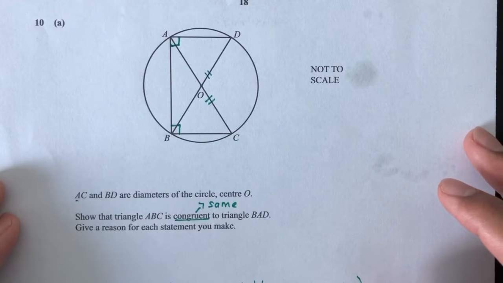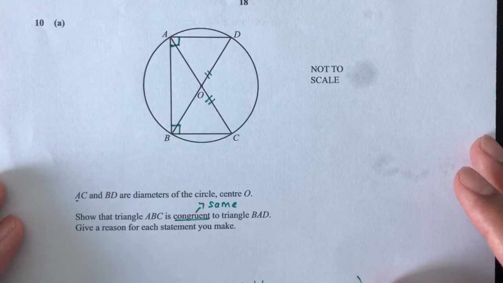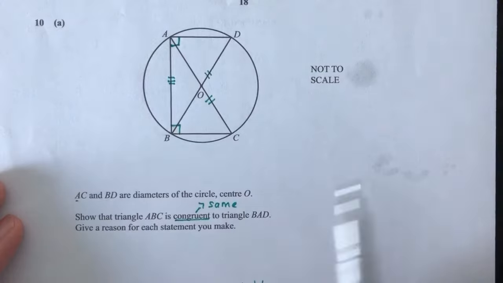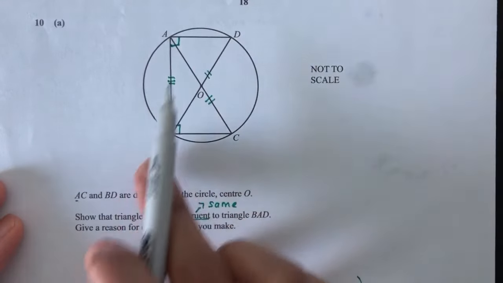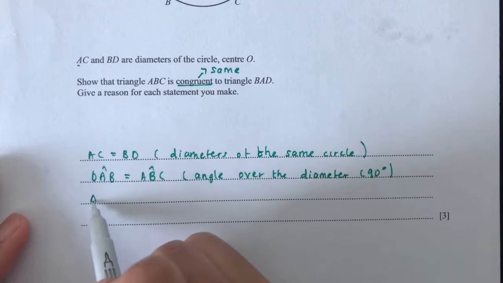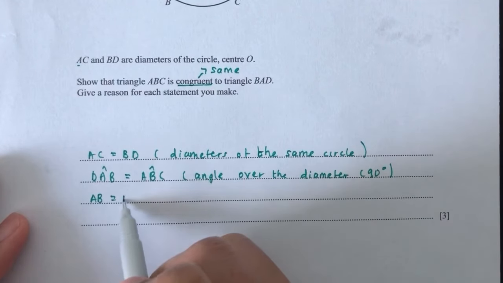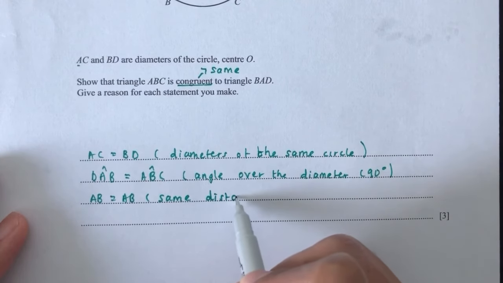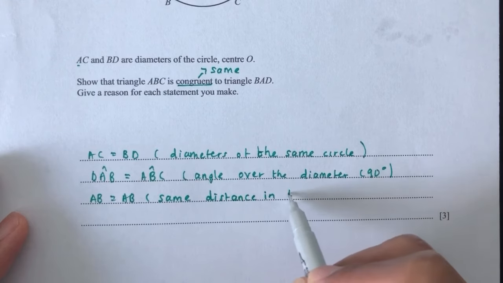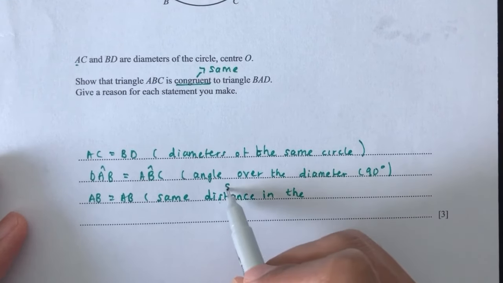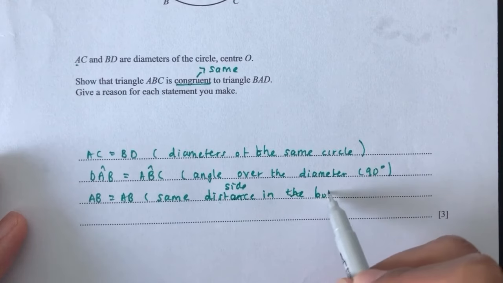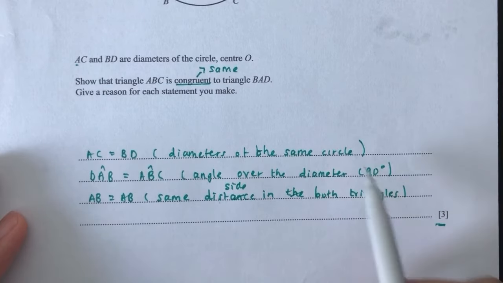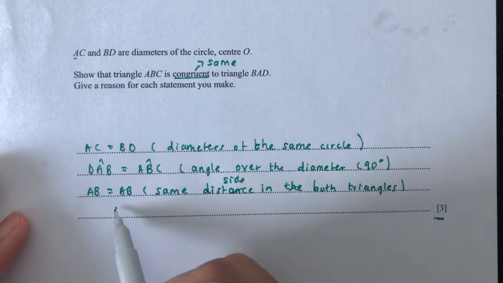And then one more thing you will notice is that this is the same line in both triangles. So we have AB equal to AB, the same side in both triangles. So we have 3 points here. We have 3 points as well. So thus we prove that.